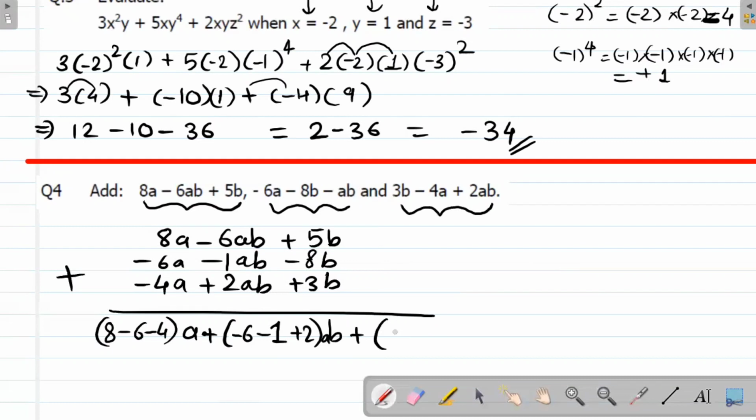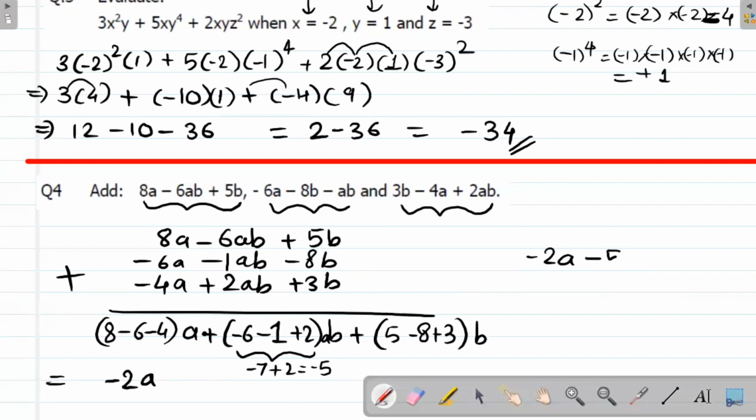Then plus 5 minus 8 plus 3 in bracket B. Now you can solve it. 8 minus 6 is 2. 2 minus 4 is minus 2A. Then next, this is minus 6 minus 1 minus 7 plus 2, that will give you minus 5. So the second term is going to become, I will write the answer here, minus 2a.